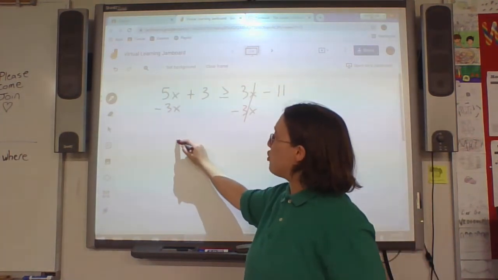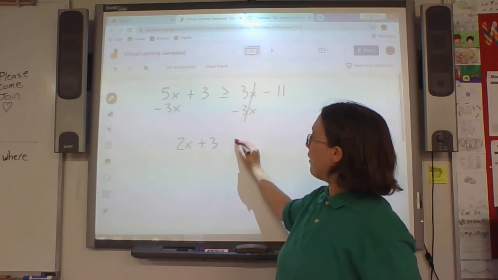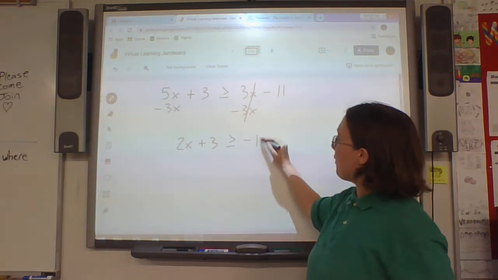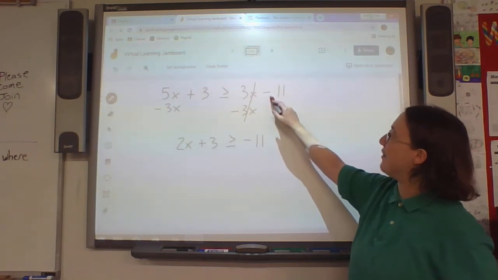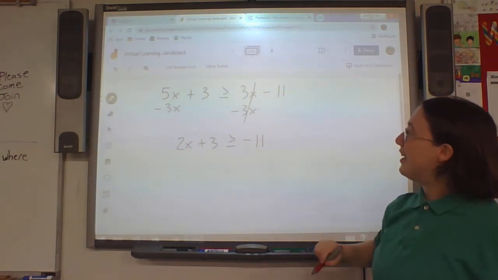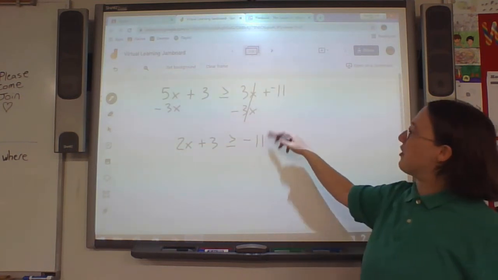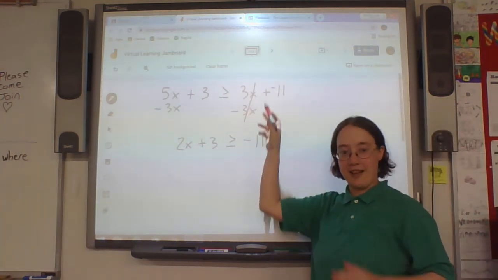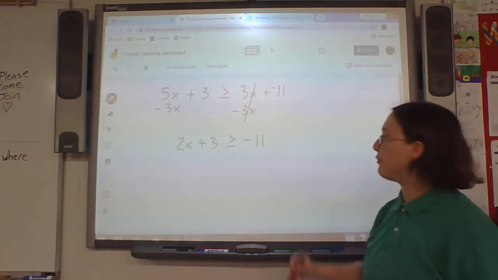5x minus 3x is 2x. And we've still got this greater than or equal to. And watch out, that's a negative 11. So when you're crossing these off, don't lose that negative that's hanging out in front of your 11. And again, if it helps, maybe think of that as a plus a negative 11. That makes it a little bit easier to tell we're subtracting that to get rid of adding, and also a little bit less likely that you'll lose that negative.